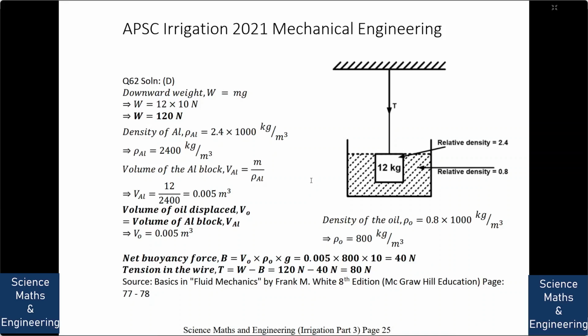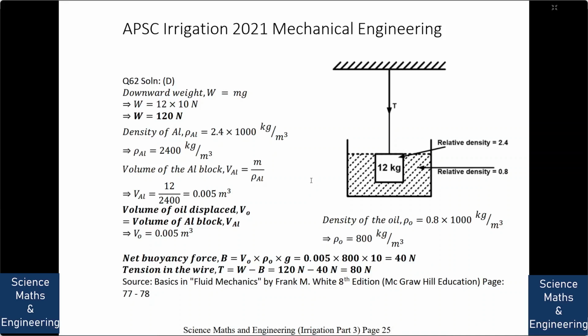Now volume of the aluminium block we need to determine. Why we need the volume? Because that much of oil has been displaced, and from the oil displaced we need to find the buoyant force. So the volume of the aluminium would be 12 kg divided by 2400 kg per meter cube, which is equal to 0.005 meter cube. So the volume of oil displaced would be equal to 0.005 meter cube.